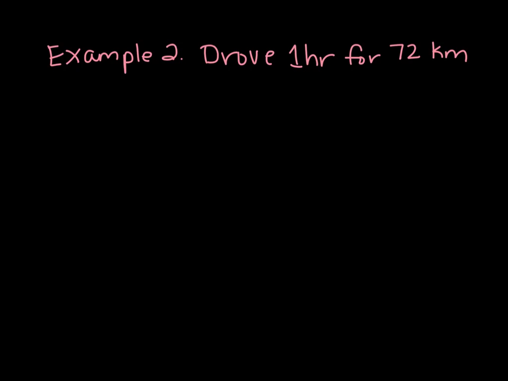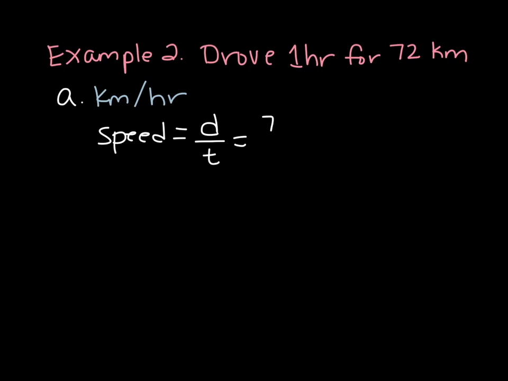In example 2, we have some facts that state that we drove for an hour and we went 72 kilometers. So for part A, it asks for our speed in kilometers per hour. Okay, so since we have our information in those units, we can plug in directly to our formula that we used before of speed is distance over time. So if our distance is 72 kilometers and we drove for 1 hour, then we had a speed of 72 kilometers per hour.